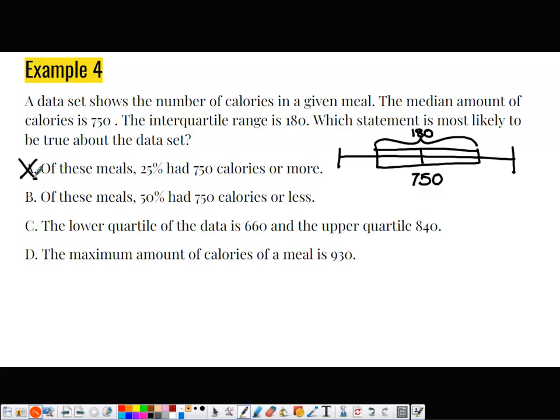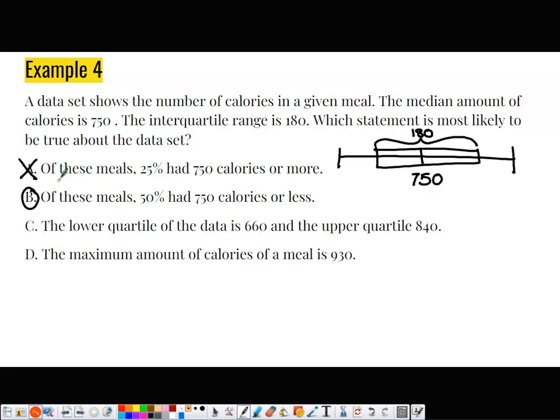Option B, of these meals, 50% had 750 calories or less, right? So again, the definition of median is 50% is above, 50% is below. So my gut reaction, this looks good to me, so I'm going to go ahead and circle that. Well, let's check those other options and see if we're correct.